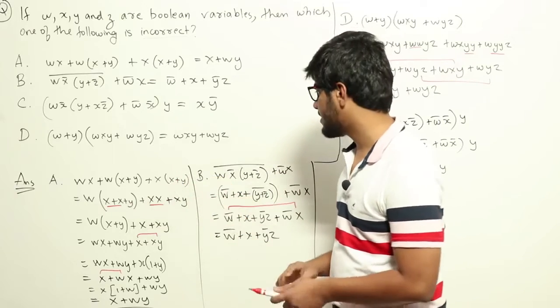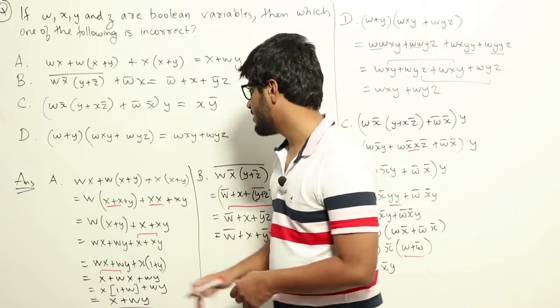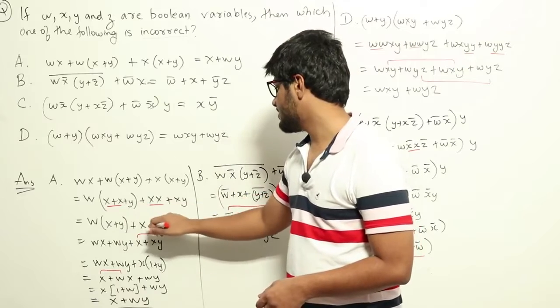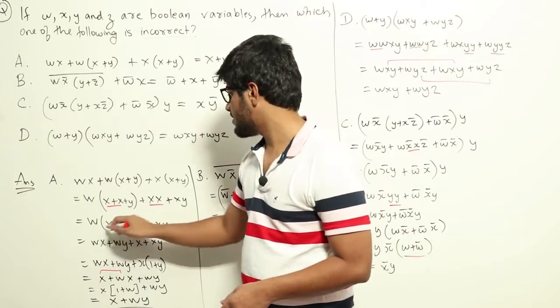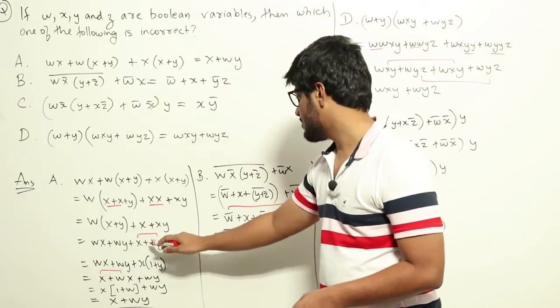I am expanding that here. So if you look here, x and x plus x, it's adding here, that will be x only. So that will be w into x plus y plus x, and x becomes x plus xy. That is wx plus wy, I am expanding this, plus x plus xy.